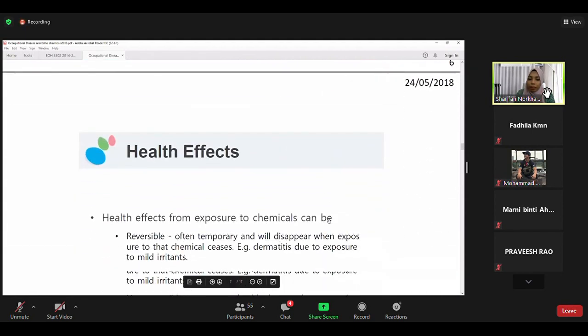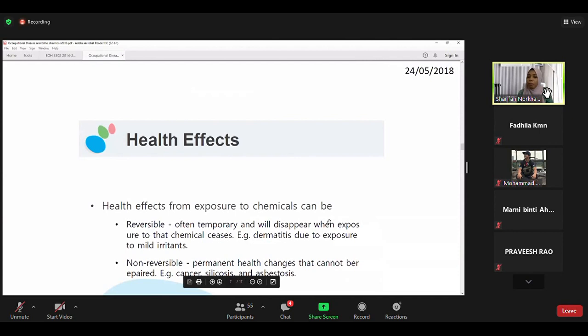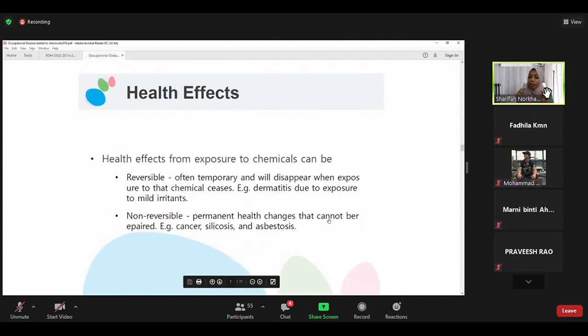And then the health effects can be reversible and non-reversible. Reversible means it happens often temporarily, and you lari from or run away from the exposure, you will feel you getting better, ataupun you will not feel dizzy anymore. That is kita panggil dia reversibles. And non-reversibles mean that permanent health changes that cannot be repaired.